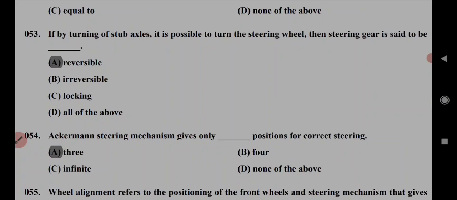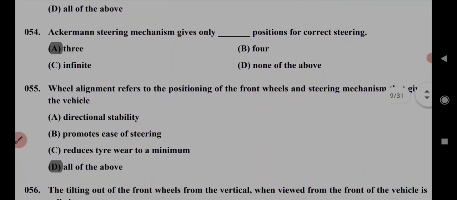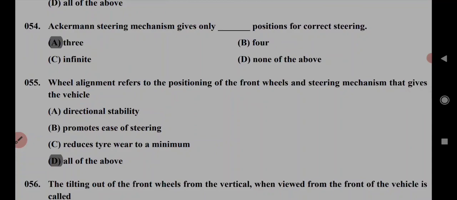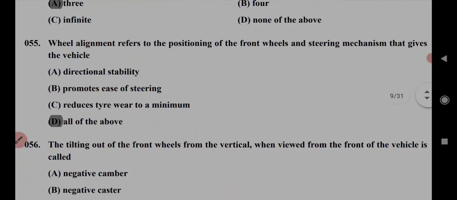By turning the stub axle, is it possible to turn the steering wheel? Then the steering gear is said to be reversible. Ackermann steering mechanism gives only ... position for correct steering. Wheel alignment refers to position of the front wheels and steering mechanism that gives the vehicle ... To all of the above.